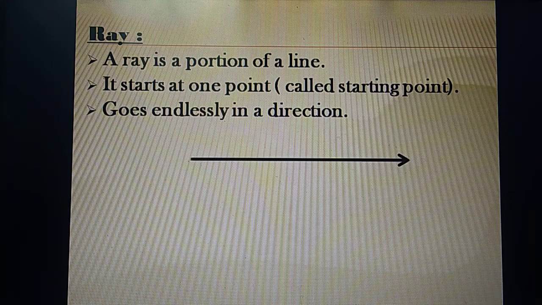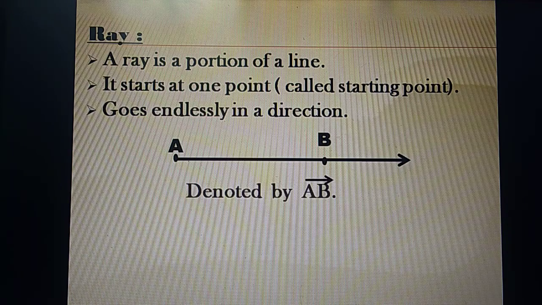So you can see here, on one side there is an arrow and on one side there is a point A. This is a starting point, and point B is a point through which this ray is passing, is going through. While naming it, we have to write the starting point first and then the point through which the ray is passing.